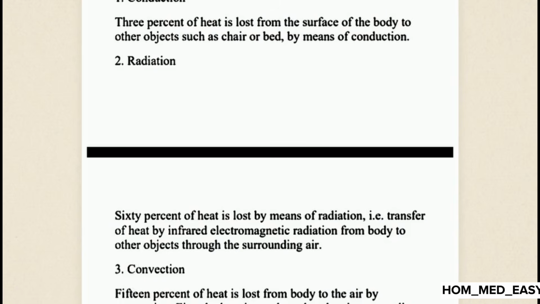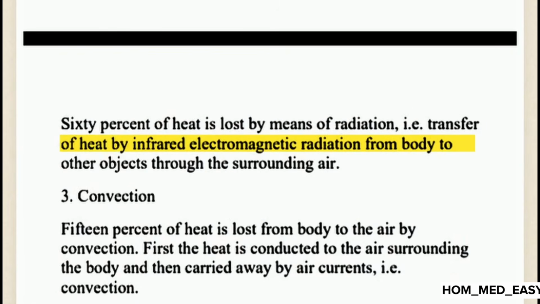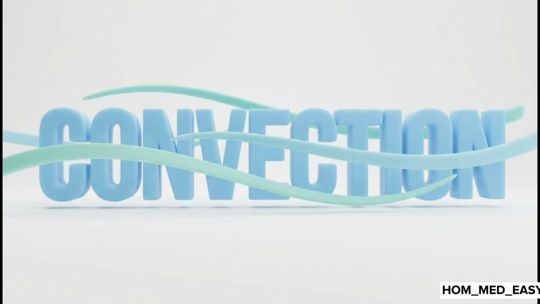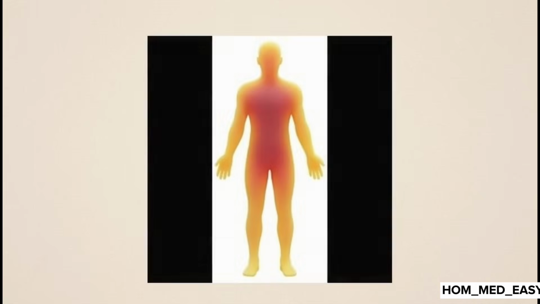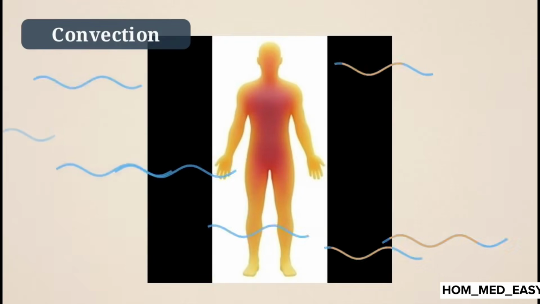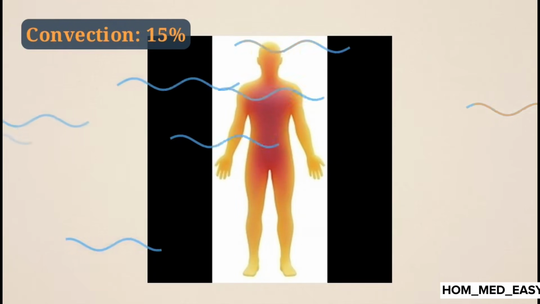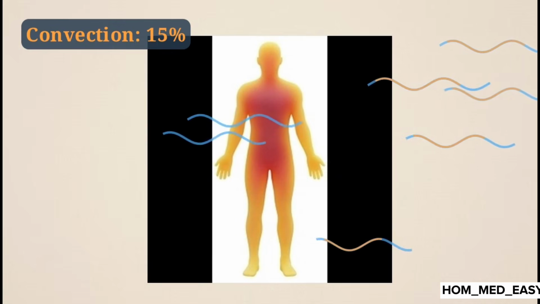The source data confirms this, placing radiation at the top of the thermal hierarchy at 60%. It defines this mechanism as a direct transfer of heat via infrared electromagnetic radiation, thermal energy freely propagating through empty air to nearby cooler objects. Trailing radiation is a secondary, highly active form of physical heat transfer, convection. Adding convection to the model introduces fluid dynamics. Moving air currents constantly sweep past the skin, carrying away an additional 15% of metabolic heat.